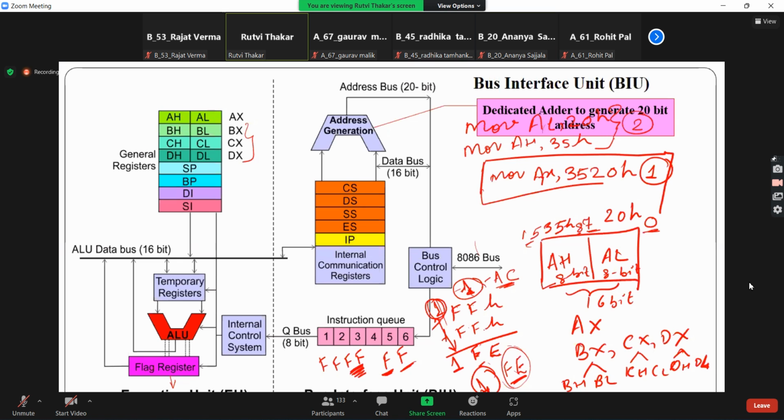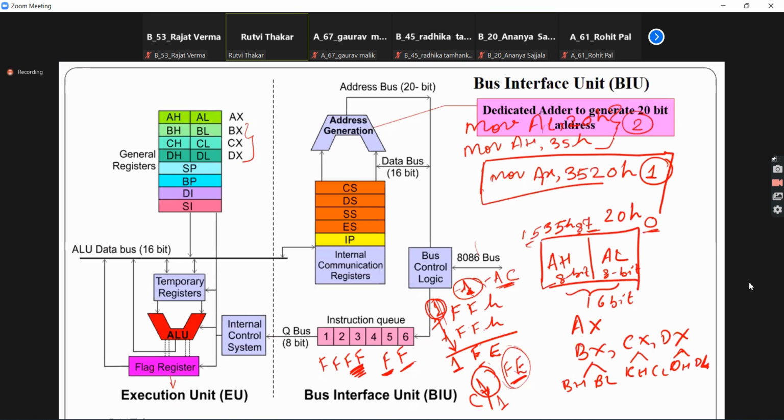So this is what I was saying about the registers, the instructions. One instruction only we have taken, that is addition, and the flag register, 2 bits of flag registers which we have done. Okay. Now, coming to this part, instruction queue.